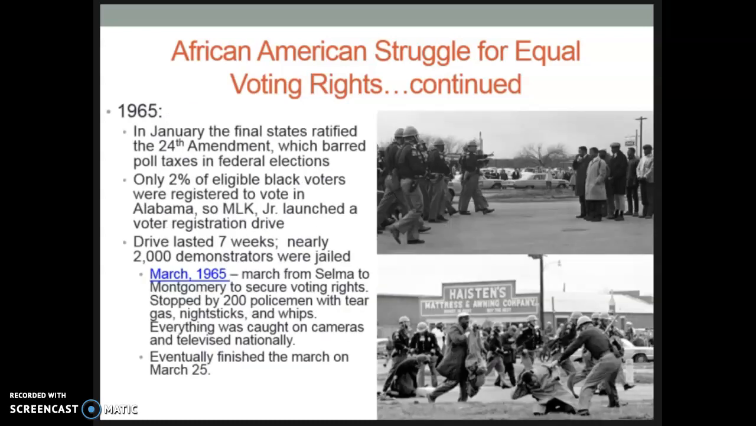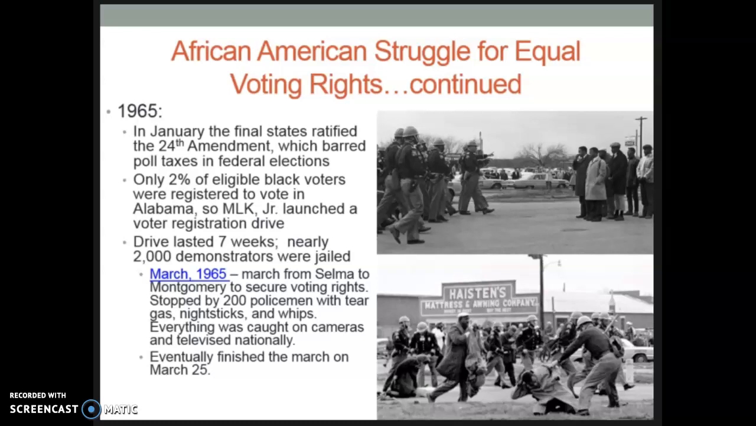In January of 1965, the final states ratified the 24th Amendment, which we've also talked about previously, which barred poll taxes in federal elections. So now these states can no longer charge a tax for an individual to register to vote. Therefore, it removes any financial burden that would prevent one from registering to vote.